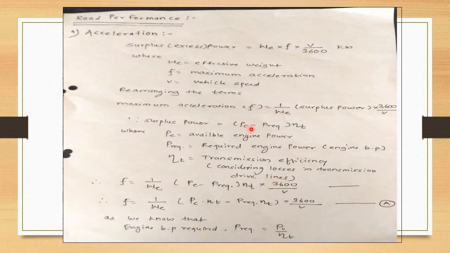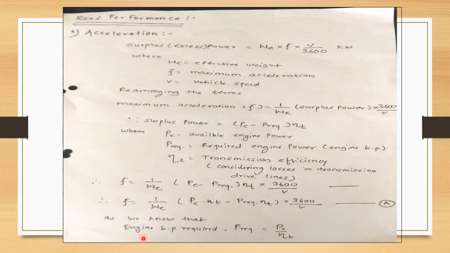By putting this surplus power value in the maximum acceleration equation, the equation becomes acceleration is equal to 1 upon effective weight into bracket PE minus P required into eta t into 3600 divided by V. Again rearranging the terms for our convenience, acceleration is equal to 1 upon effective weight into PE into eta t minus P required into eta t into 3600 divided by V. Suppose this is equation number A.